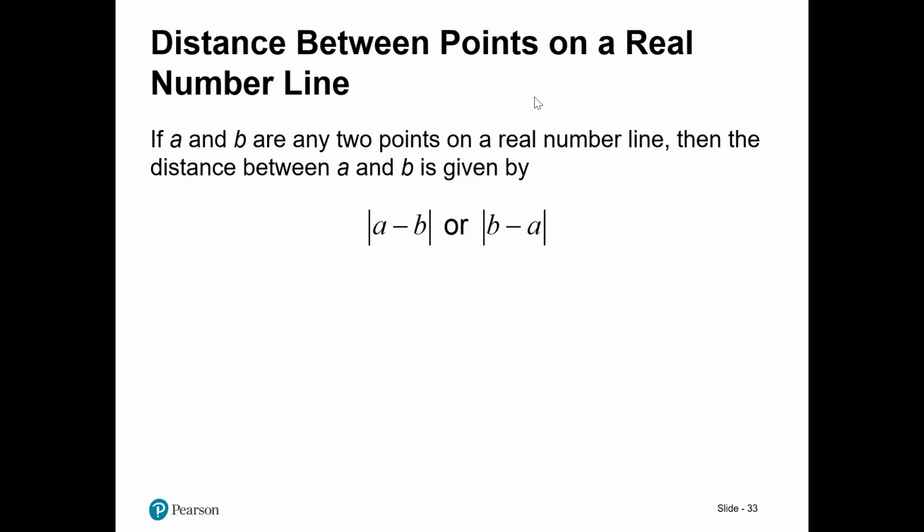The distance between points on a real number line. If A and B are any 2 points on a real number line, then the distance between A and B is going to be given as absolute value of A minus B or B minus A. So distance is always positive because you never talk about a negative distance. You never say, hey, I live negative 5 miles from here. You would say, I live 5 miles from here, a positive value attached. So all we're saying here is that when we represent a distance between any 2 points, it needs to be represented as a positive value.